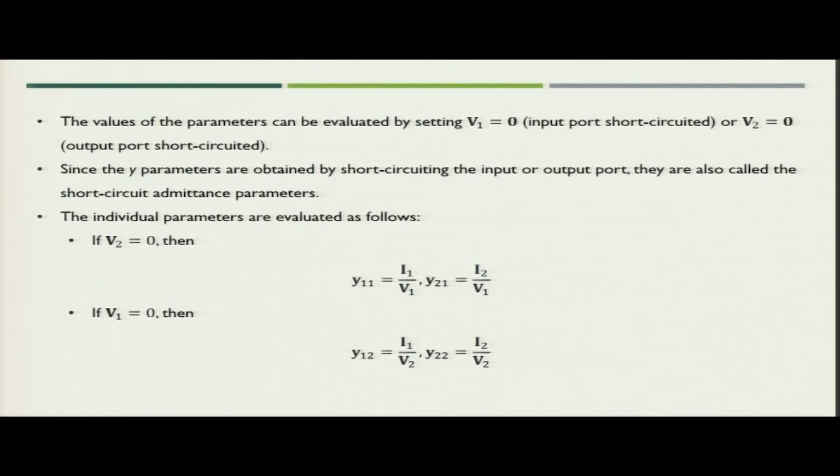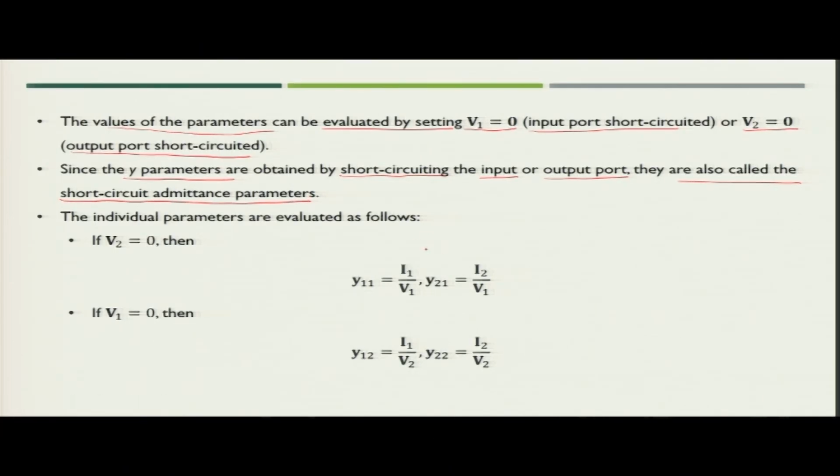The values of these parameters can be evaluated by setting V1 equal to 0 at the input port, meaning the input port is short circuited, or by setting V2 equal to 0 at the other end, meaning the output port is short circuited. Since the Y parameters are obtained by short circuiting the input or output ports, they are also called the short circuit admittance parameters.